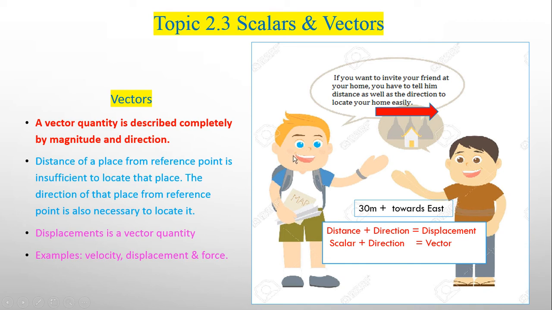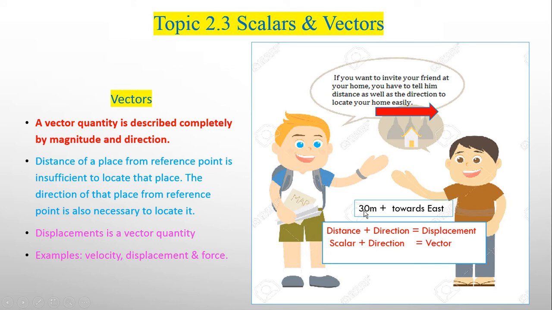Let's take an example. If you want to invite your friend to your home, you have to tell him the distance as well as the direction to locate your home from the reference point easily. So we can say the distance of a place from a reference point is insufficient to locate the place, as we have learned earlier that distance is a scalar quantity. The direction of that place from the reference point is also necessary to locate it.